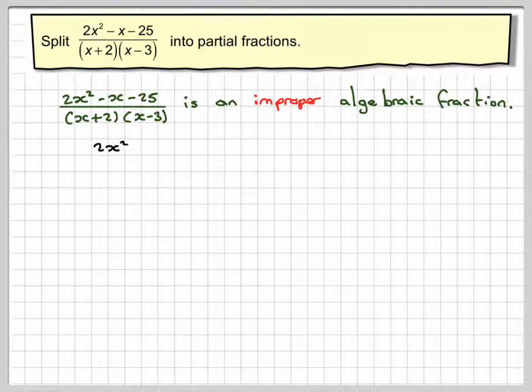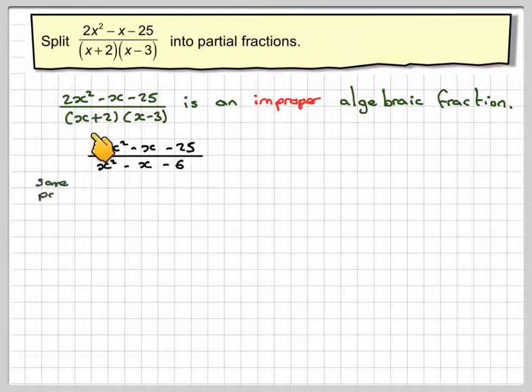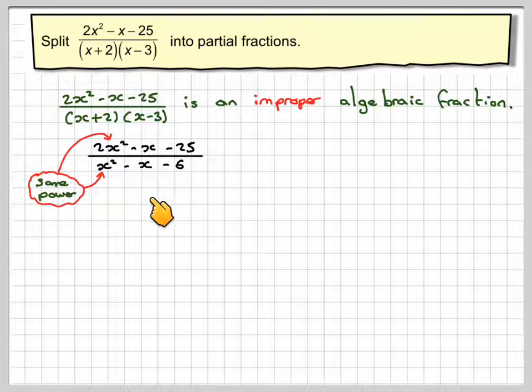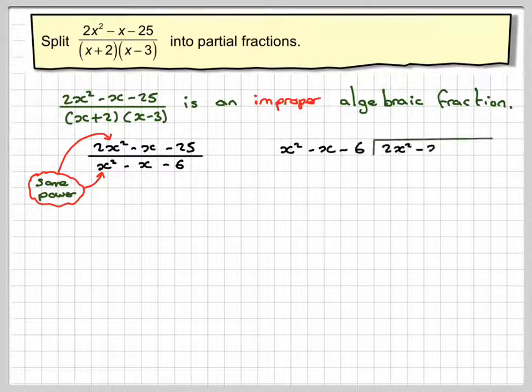The reason being, if you take the numerator and then expand the denominator, you get x squared minus x minus 6. Here you have the same power of x, so it's considered to be an improper algebraic fraction, so you have to divide first.